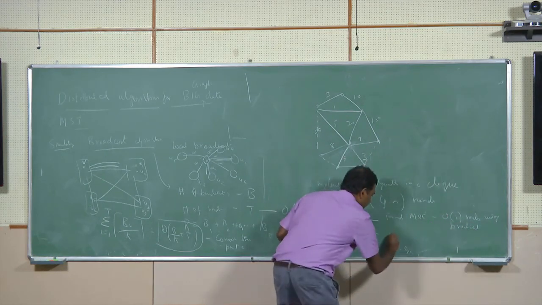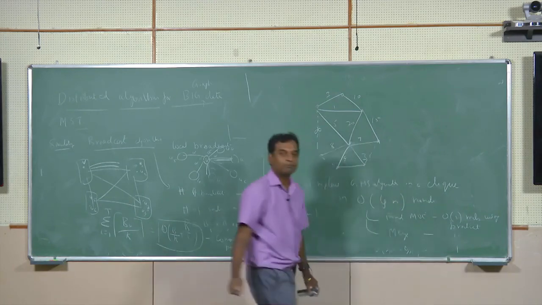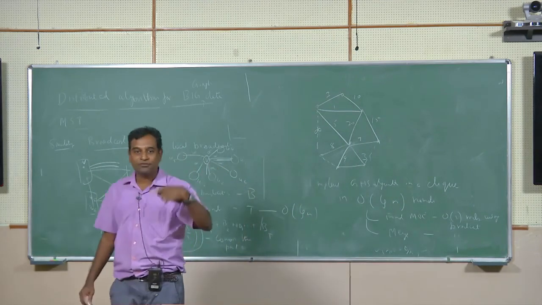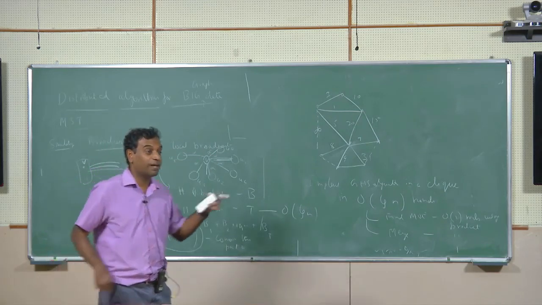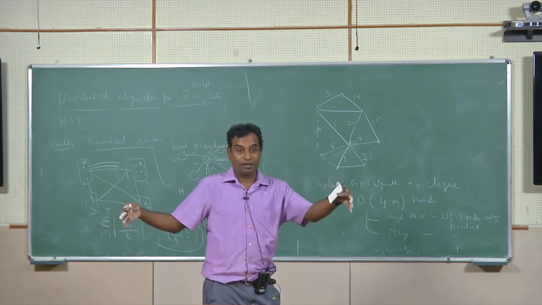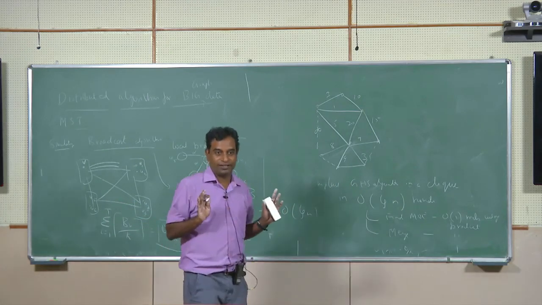Okay, find, merge, also same. So both the steps of each phase I can implement in a constant number of rounds. That's why I get overall log n rounds, because there are only log n phases. This is what you have to think. It's not difficult. You have to think.